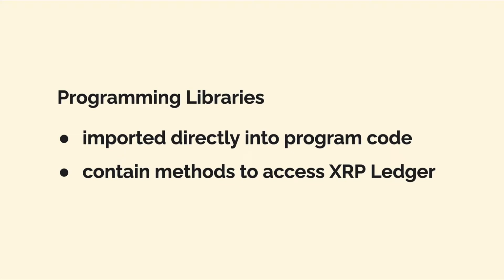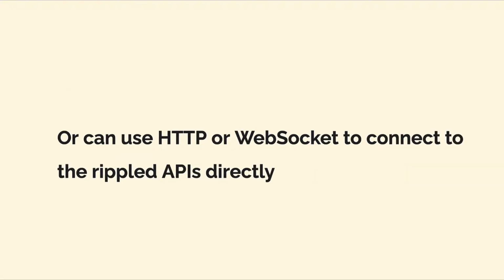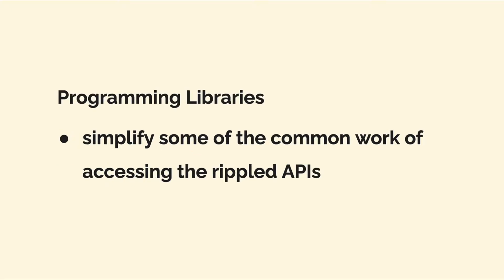One aspect that is available in the ecosystem are programming libraries. These are imported directly into program code and contain methods to access the Xrp ledger. You can connect to the Xrp blockchain with JavaScript, Java, Python, WebSockets, and more coming. So you can interact with the Xrp blockchain from your favorite programming language. You can use HTTP or WebSockets to connect to Rippled APIs directly, Rippled being that server that's maintaining the blockchain.